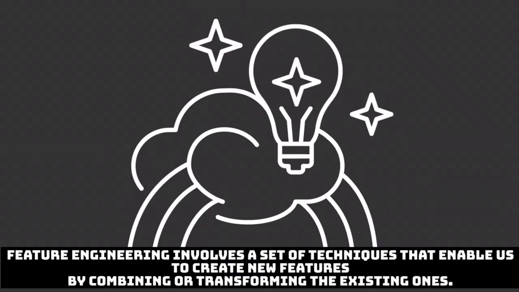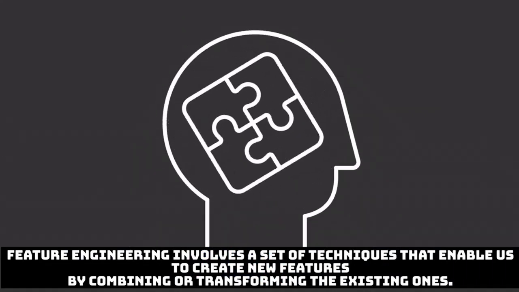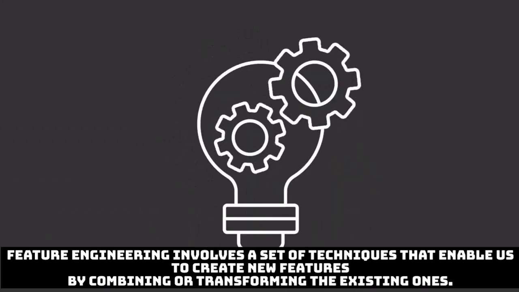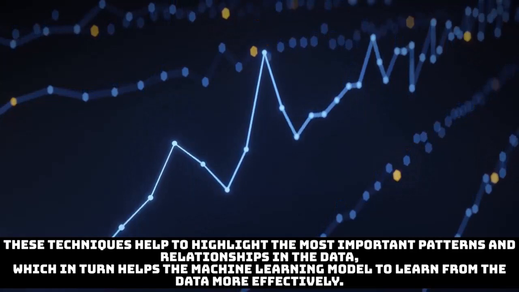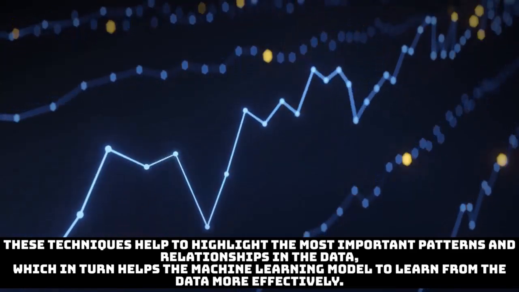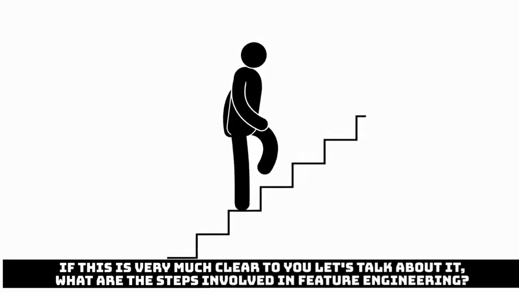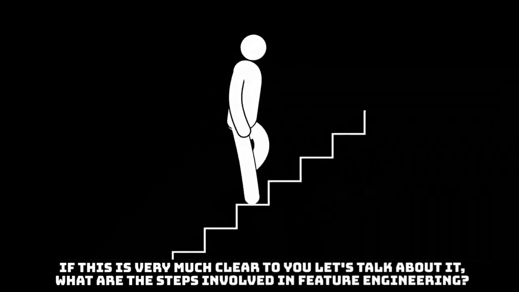So feature engineering involves a set of techniques that enable us to create new features by combining or transforming the existing ones. These techniques will help to highlight the most important patterns and the relationships in the data, which in turn helps the machine learning model to learn from the data more effectively. If this is very much clear to you, let's talk about what are the steps involved in feature engineering.